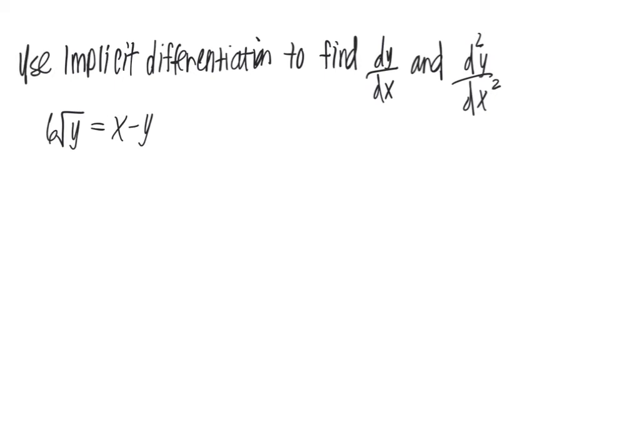On this problem, we're going to find the first and second derivative using implicit differentiation. And remember, this is the derivative of y with respect to x. So when we differentiate y, it gets that factor of dy/dx attached to it, but not when we differentiate x. So let's take a look.